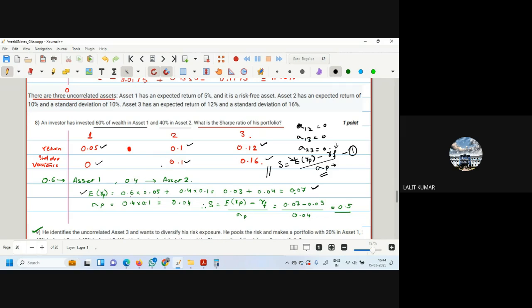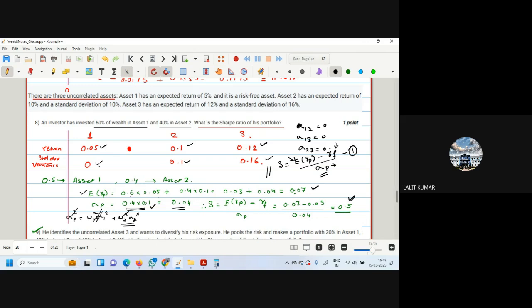Sigma P will become, this is 0, so this will not be counted. Only 0.4 into this will become 0. Sigma P directly will become 0.4 into 0.1. Why? Because your variance was W1 square sigma 1 square plus W2 square sigma 2 square. This is 0. So therefore, if you remove the square, you get W2 into sigma 2. So sigma P we get 0.04. Now put it in the formula and we get the Sharpe ratio.